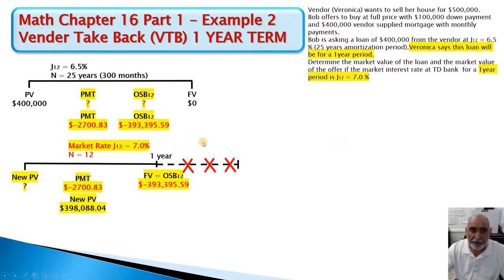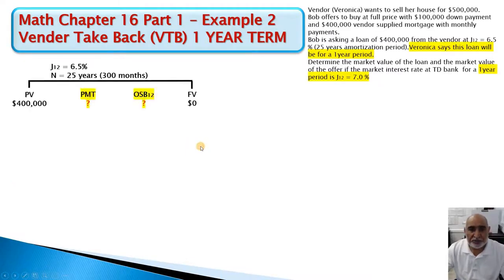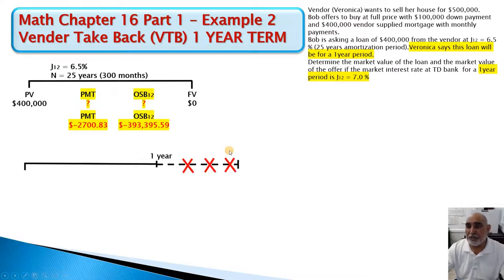So from the timeline diagram, let me do that again for you. So all this, we find the payment and the outstanding balance after 1 year. We find these two bits of information. Then we draw a timeline diagram again. And in this timeline diagram, we are going to take this information here, bring that, and bring this here. Okay, so bring this information here and bring this over here.